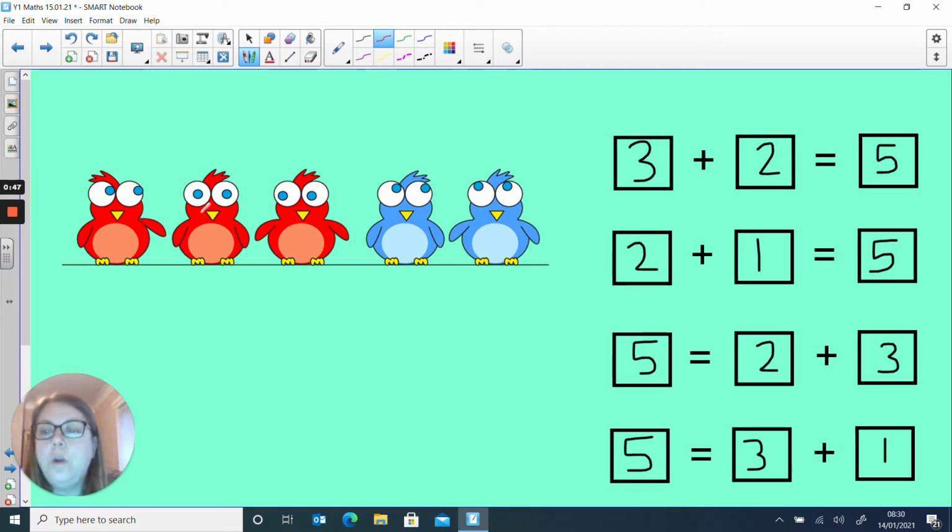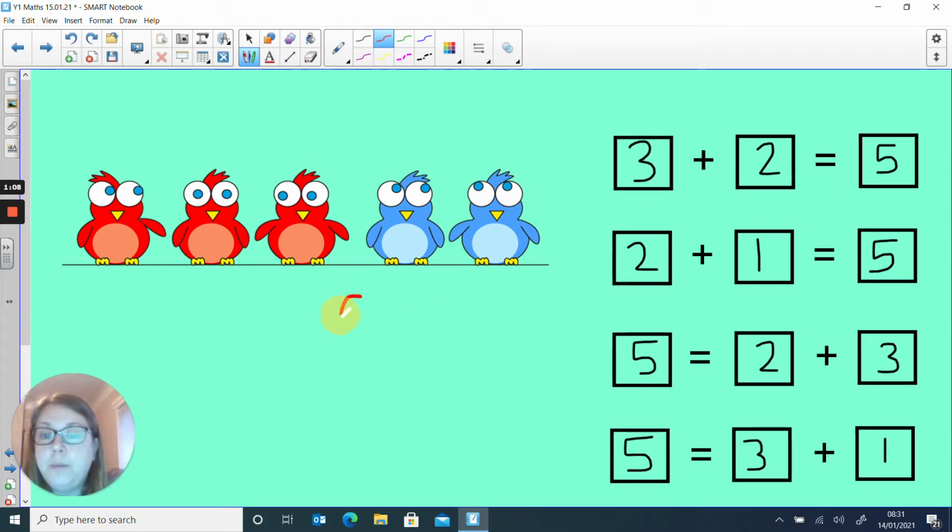So I've got 1, 2, 3 red owls and 1, 2 blue owls. And I know 3 and 2 makes 5. But if I was a little bit unsure still with my number bonds, I could think, well, I've got 1, 2, 3 red, 1, 2 blue. So I've got 1, 2, 3, 4, 5 all together.